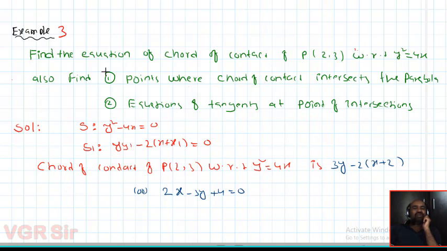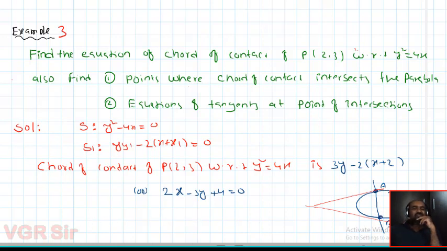One thing is completed. Next, find the points where the chord of contact intersects the parabola. For example, this is the parabola, this is the chord of contact. Now you want to find the points A and B. After finding points A and B, through A you can write a tangent, through B you can write a tangent. Next we want to find the equations of those two tangents.